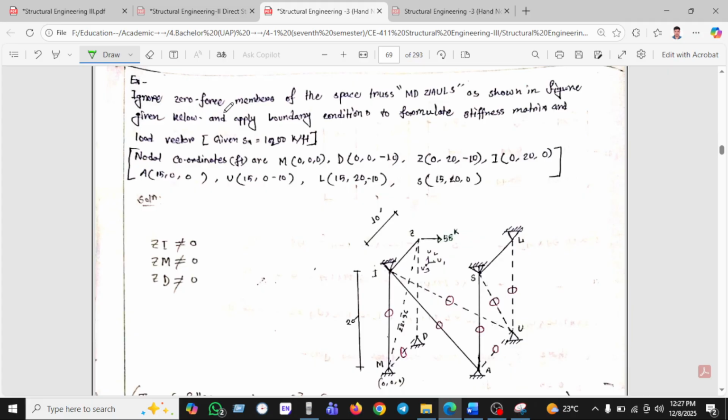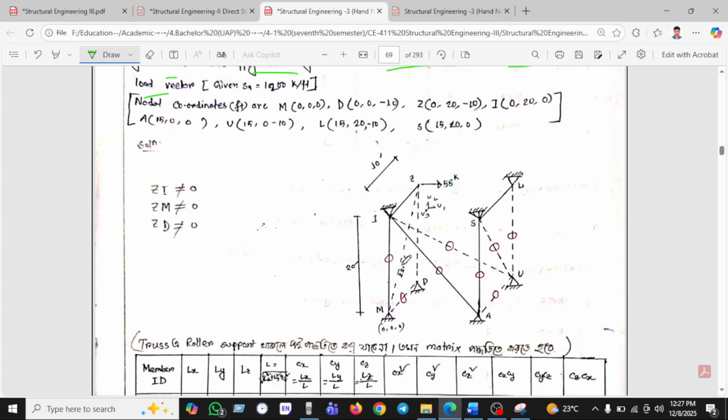Another one: we can see that we ignore the zero member force of the space, as shown in the given figure, and apply the boundary condition to formulate the stiffness matrix. The load vector is given here, and the nodal coordinates are also given here. So at first we identify the zero force members.